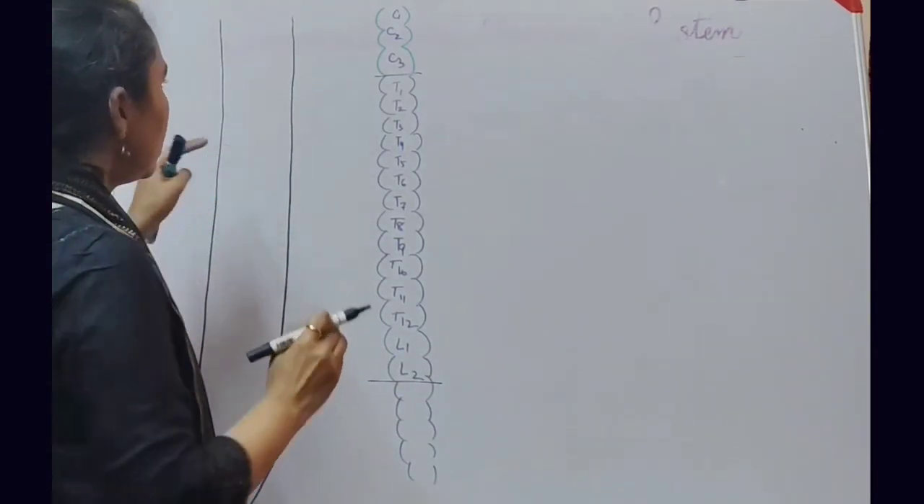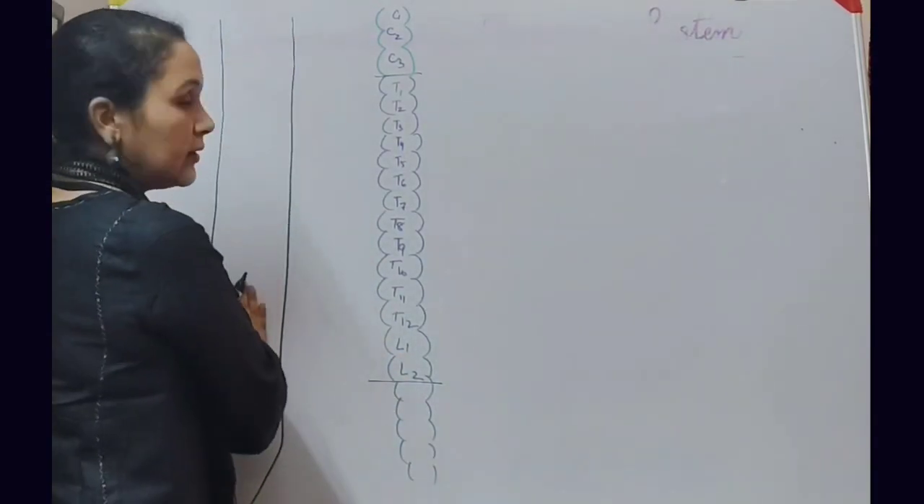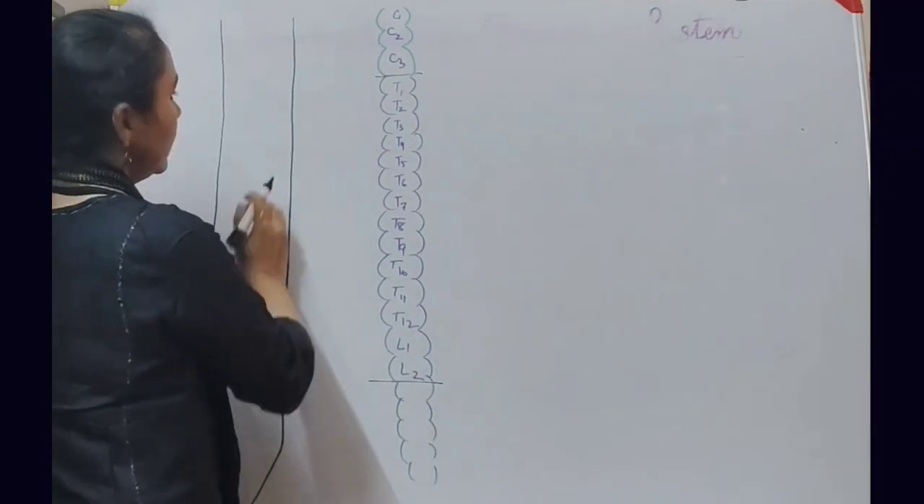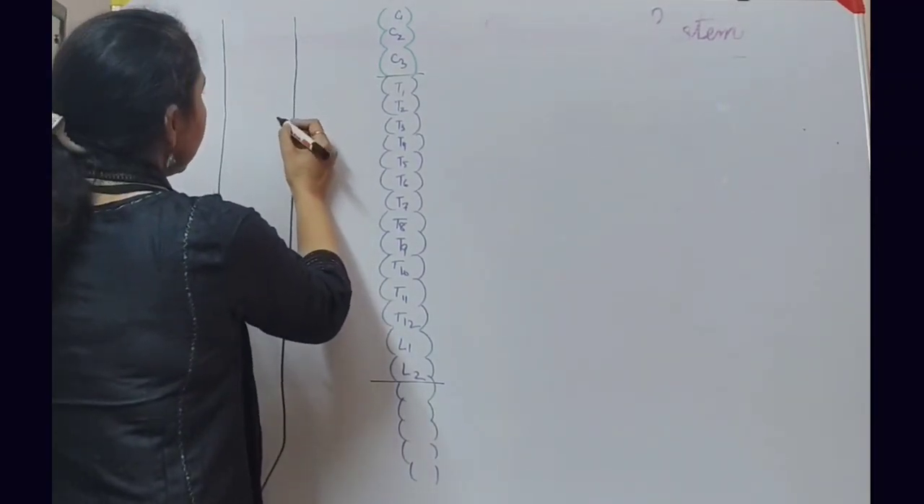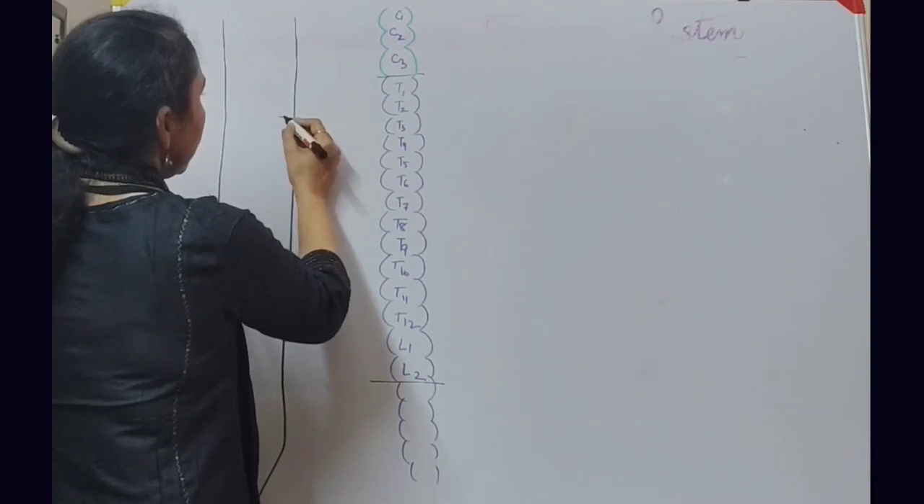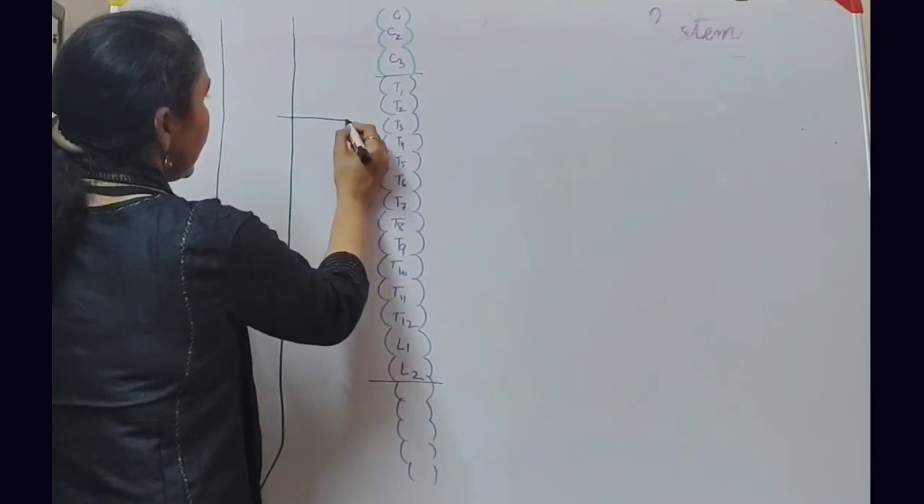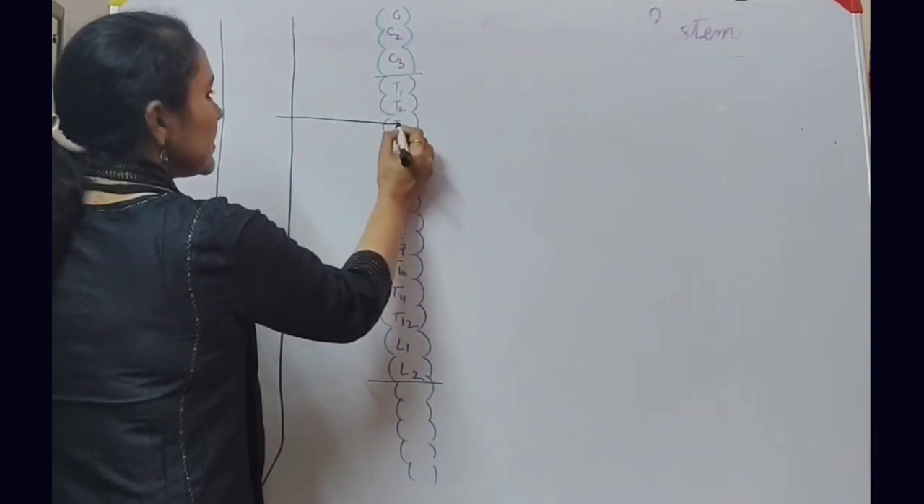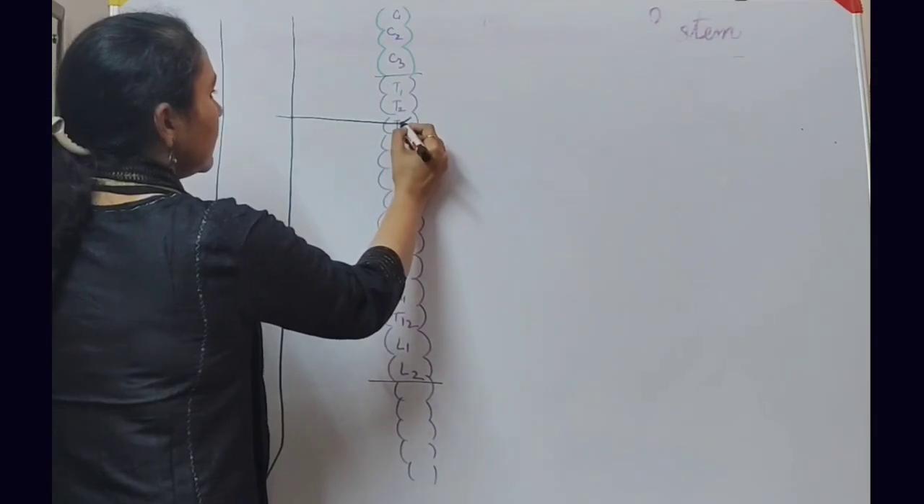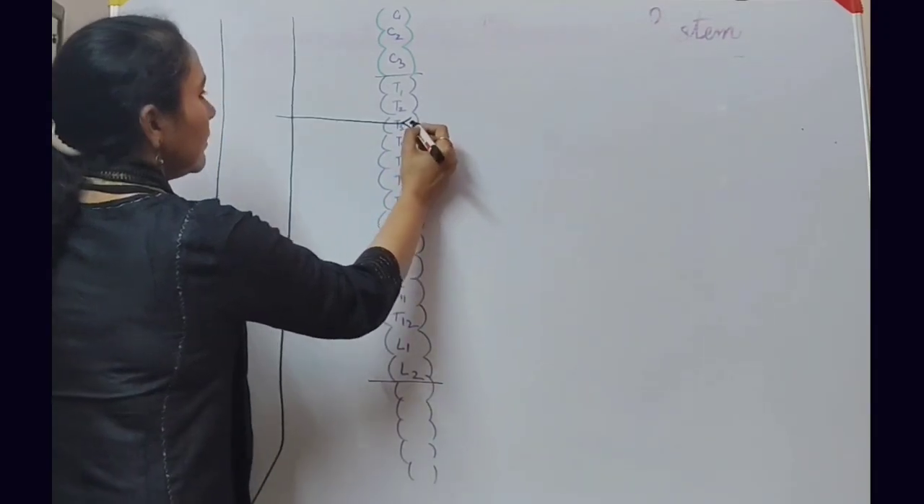So now this is a spinal cord. From the lateral gray horn, the preganglionic fibers will arise, reach the sympathetic ganglia, relay in it.